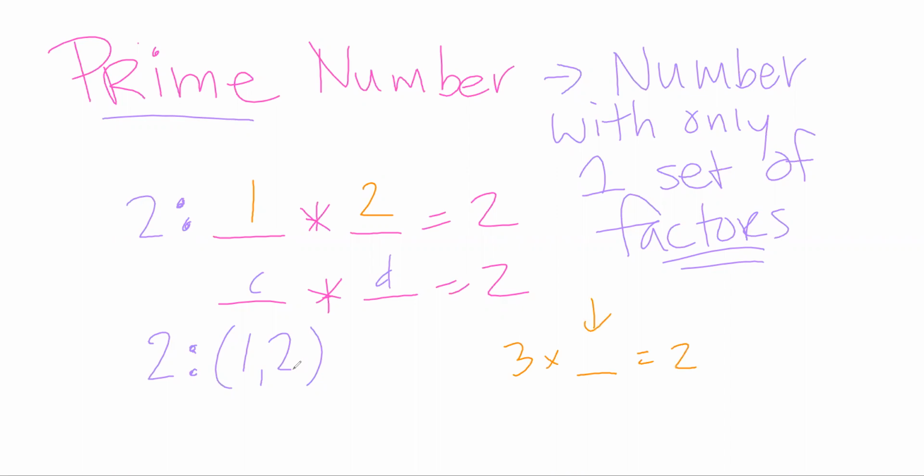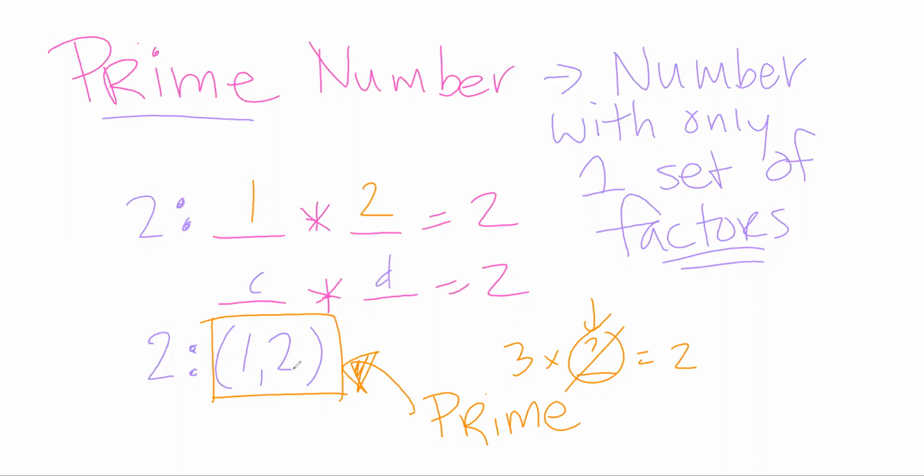So we got that one, 1 and 2. Can we think of any other ways using whole numbers to multiply to get to 2? I can't take 3 times any number and get to 2, not a whole number, right? That doesn't work. 4 doesn't work. So this is the only set of factors that 2 has. And that's what makes it prime. It only has this one set, the number 1 and itself.